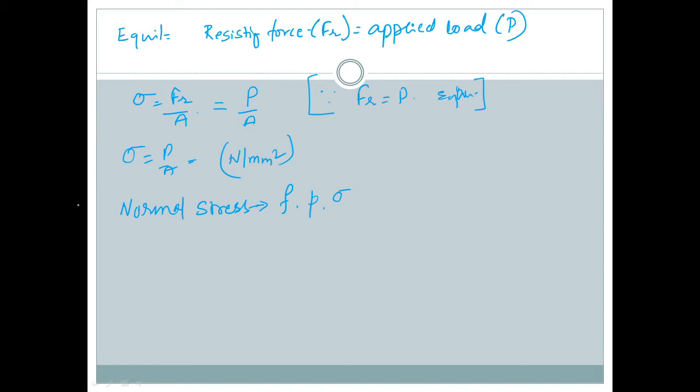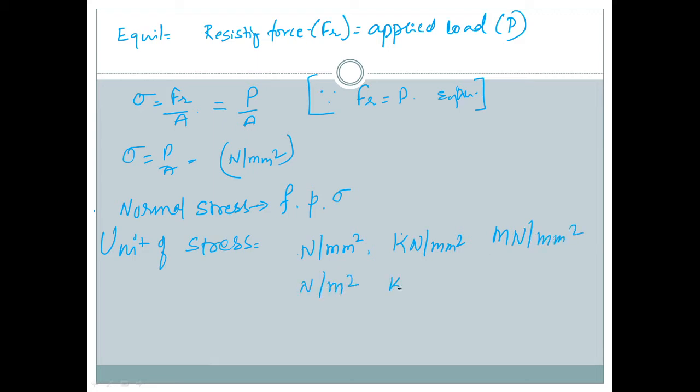So now unit of stress. You know the unit of stress, okay? It is Newton per mm square, or kilonewton per mm square, or mega Newton per mm square, okay? Or Newton per meter square, kilonewton per meter square, and mega Newton per meter square. So let us go for the unit conversion here.